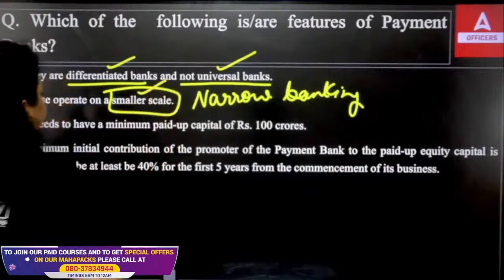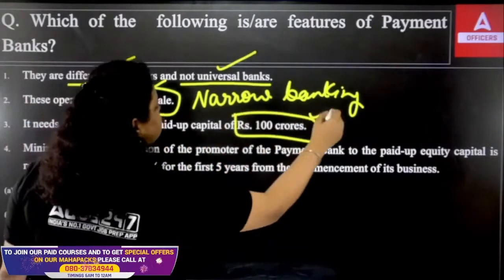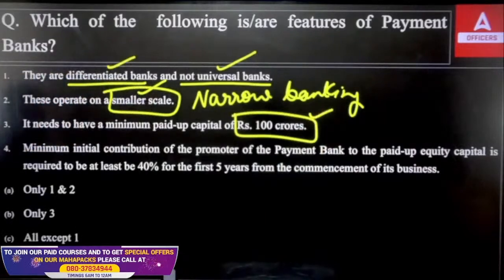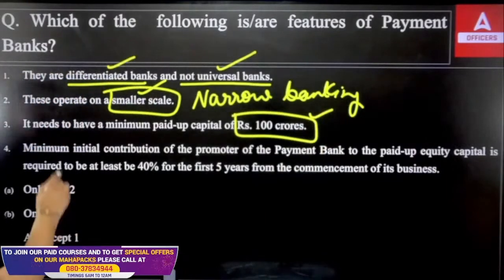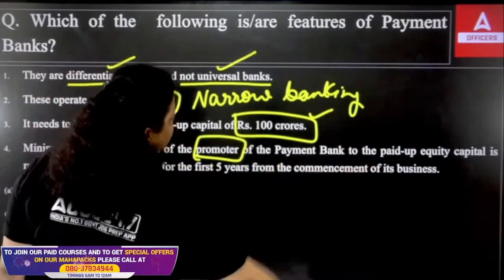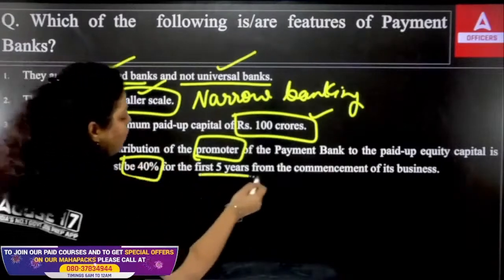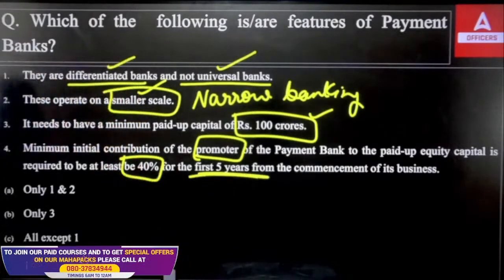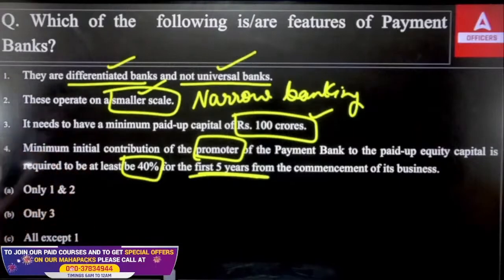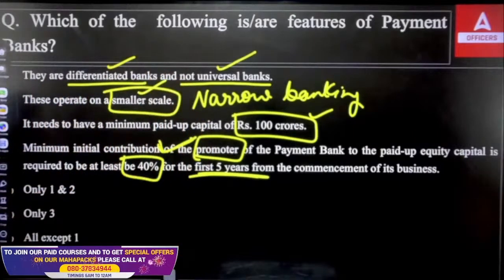So this is also true. It needs to have minimum paid up capital of 100 crore. This is also true. To start a payment bank, you need a 100 crore initial paid up capital. The minimum initial contribution of the promoter of the payment bank to the paid up equity capital is required to be at least 40% for the first 5 years from when you have commenced your business. So this is also true. The promoter contribution in the initial 5 years will be 40% only.